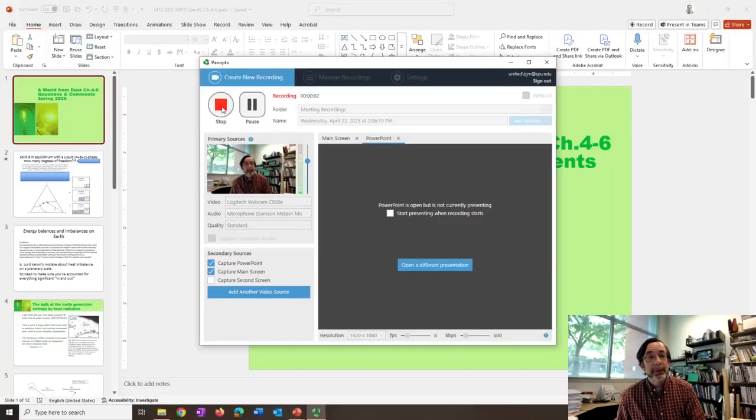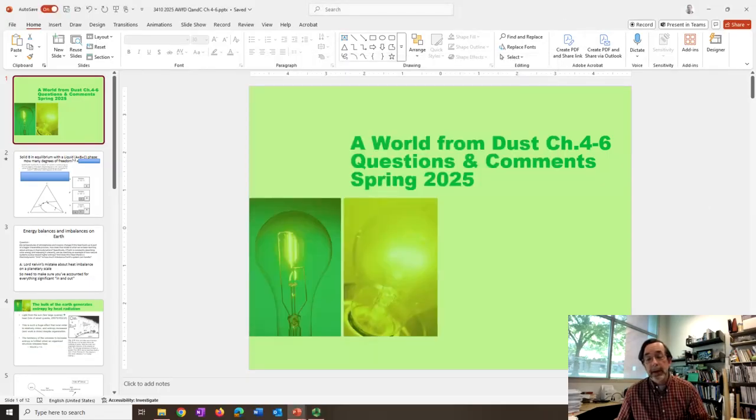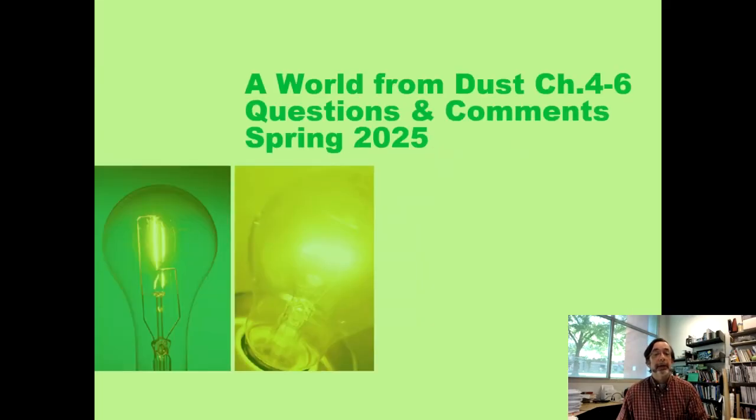All right, good afternoon, survey students. We are going to have our class online today. You've already seen part of it, and I just want to finish it off by answering your questions that we have specifically about A World from Dust. The section that we have to read is chapters 4 through 6, and so I've got your questions and comments, and I put them in a rough order.